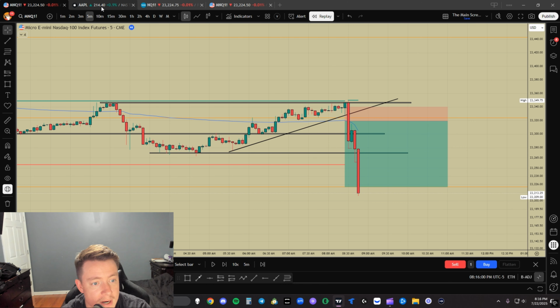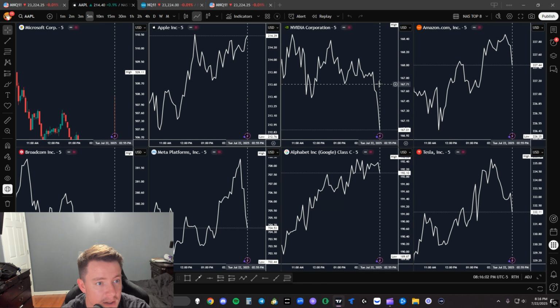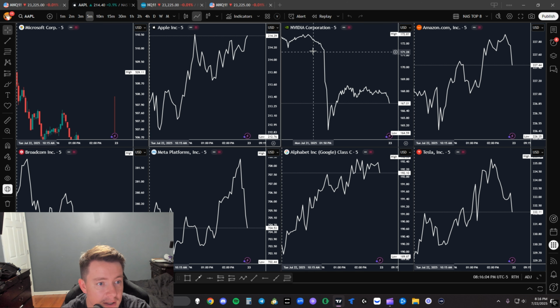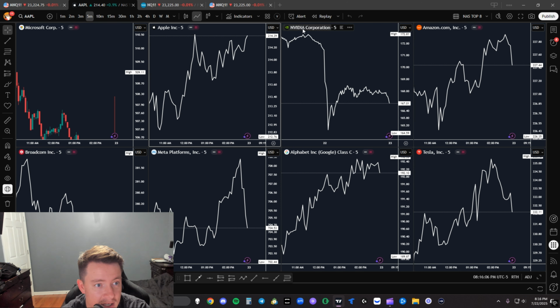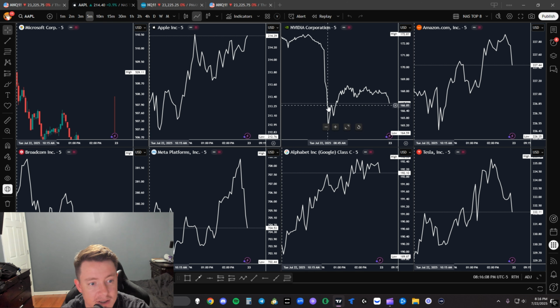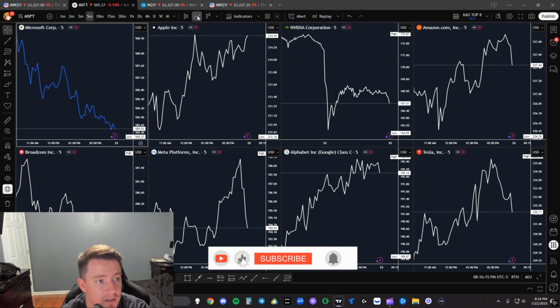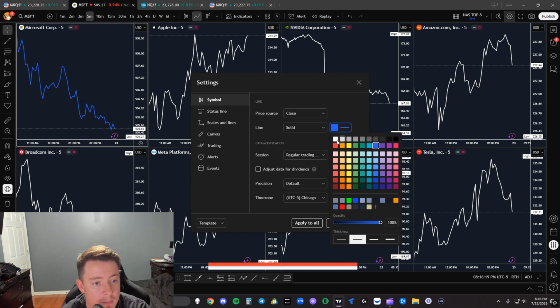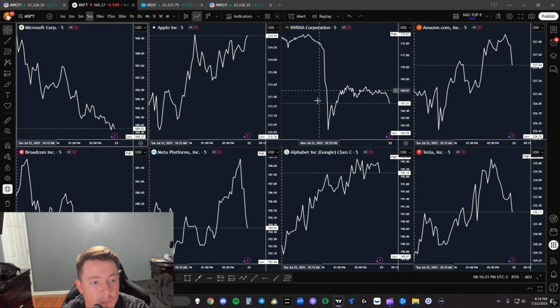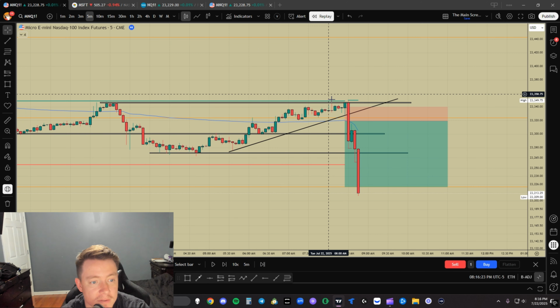Another reason too why I did take this short is I did see Nvidia. As you can see, this was Nvidia today. I mean, it's pretty obvious to see right there. It was just dumping. So that for me, I was looking at Microsoft, Apple, Nvidia, mostly Amazon, but mainly I was really looking at Nvidia. When I noticed that, I was very confident in these shorts.